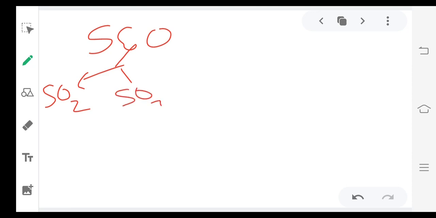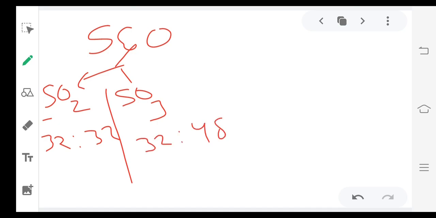So now, sulfur and oxygen combination, we got SO2 and SO3. Now you see here, sulfur atomic weight is 32 and oxygen atomic weight is 16, and 2 oxygens are there, so 32. So 32 grams of oxygen combines with 32 grams of sulfur in SO2. Similarly in SO3, sulfur 32 grams and oxygen 48 grams. So here 48 grams of oxygen combines with 32 grams of sulfur.